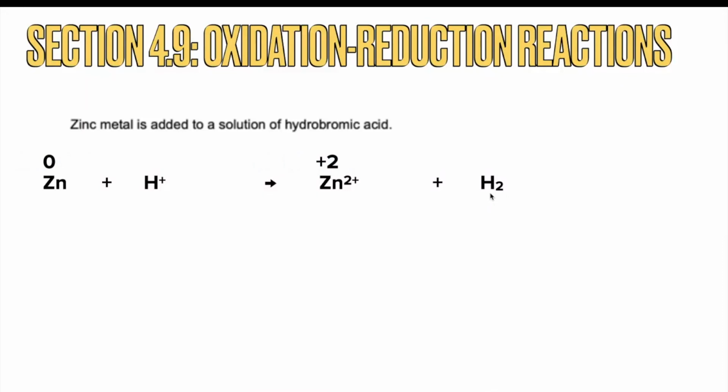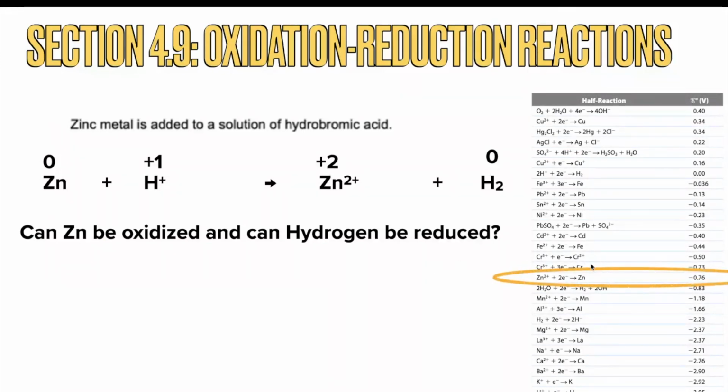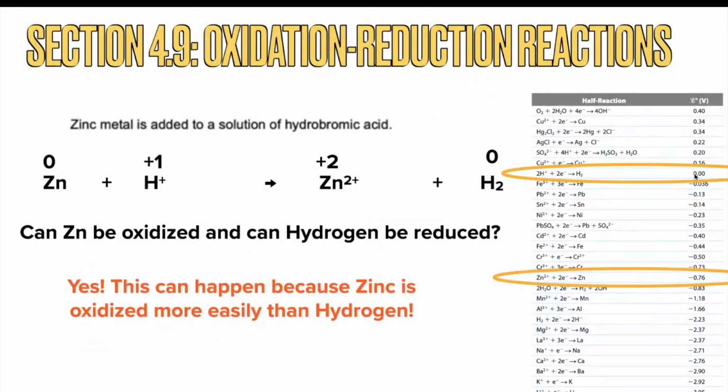So zinc goes from a 0 to +2. Hydrobromic acid goes from a +1 hydrogen to a 0. So the question is, can zinc be oxidized and can hydrogen be reduced? So I need to find zinc right here, and hydrogen's right here at 0. Zinc is more negative. So that means this can definitely happen. If I put zinc in acid, I'm going to end up getting bubbles of hydrogen gas. And so, yes, this can happen. Zinc is oxidized more easily than hydrogen. And notice hydrogen is 0. These are called standard reduction potentials because they use hydrogen as the 0 point for calculating this particular table.